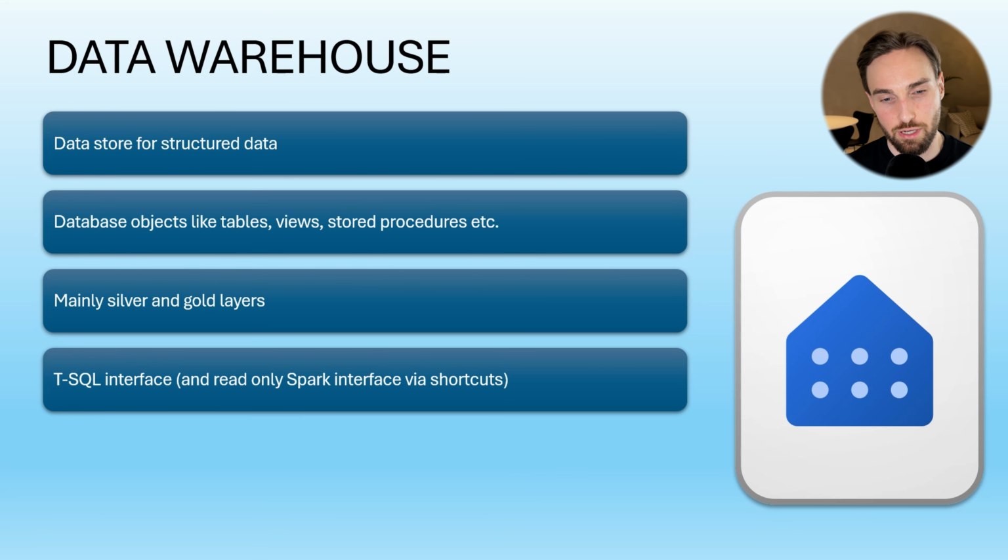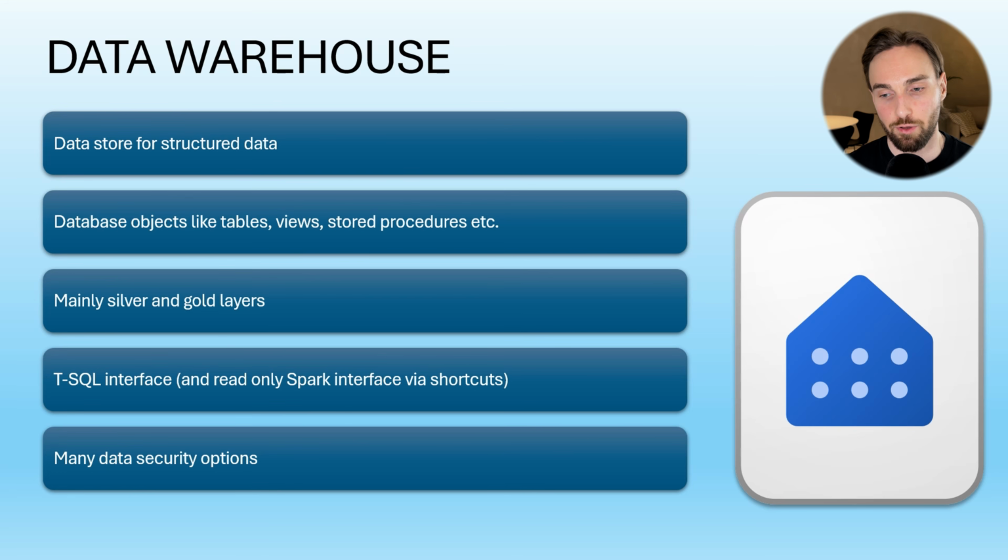Also, since we are using TSQL interface, this allows way more security options for the data that are typically available in traditional SQL databases, like object, column, and row level securities. At this current state, these security features are one of the best advantages that the data warehouse has over the Lakehouse in Fabric. Now let's go back to Fabric and let's check out the data warehouse a bit more closely.